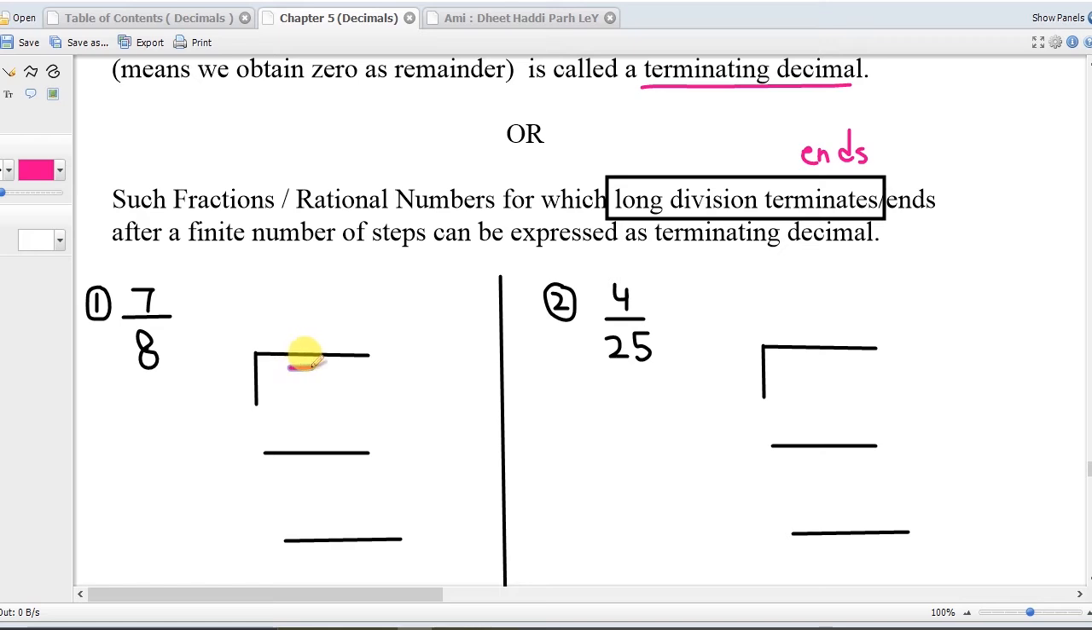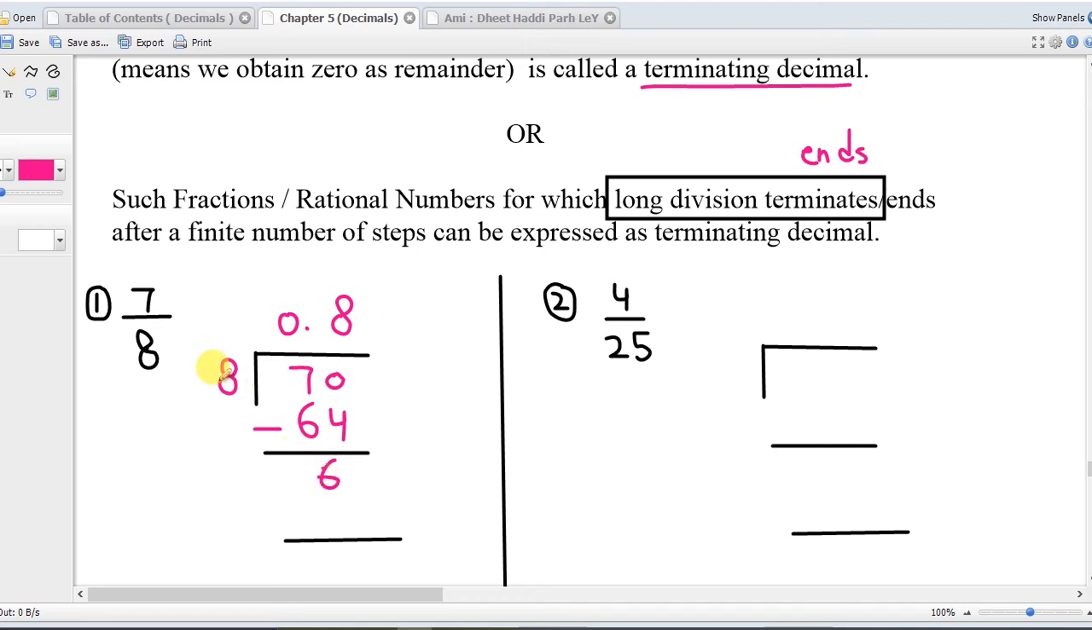Let's solve this example. 7 comes inside the square root sign, 8 goes outside, so it becomes our divisor. Let's start dividing. Put 0 here and a decimal point, write 0 here. This number becomes bigger, so now we can divide. Start counting the times table of 8 up till 70 or less than 70, close to 70. This gives us 8 times 8 is 64. Simply take away these numbers. The remainder we are getting here is 6.